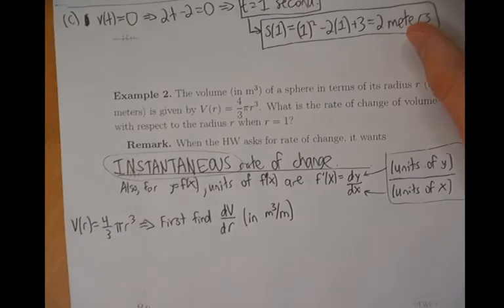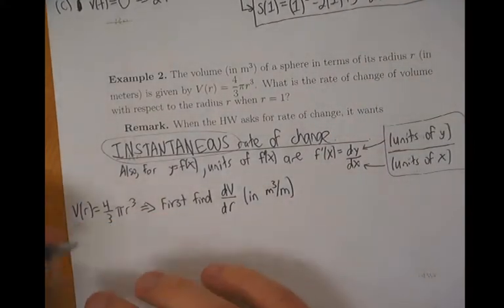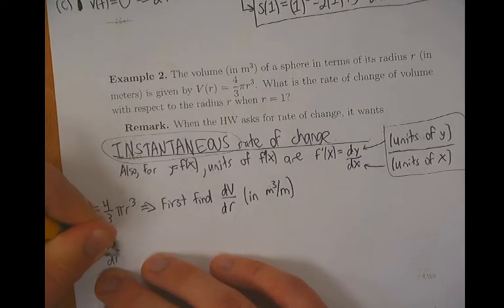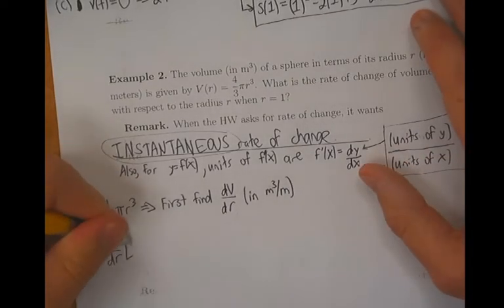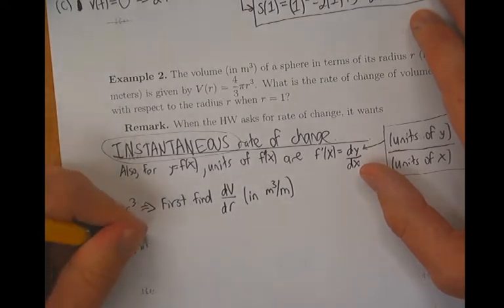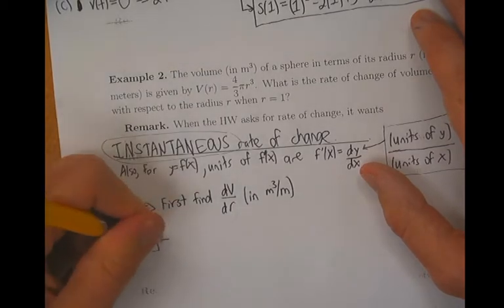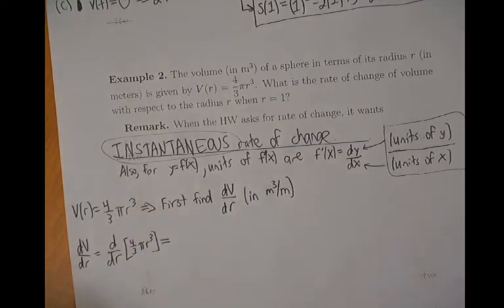Okay. So now let's go ahead and find dV/dr. So dV/dr is going to be, if we use the same notation that we did last time, the derivative of 4/3 pi r cubed with respect to r. So if we take the derivative of this as we did last time, what should we end up with?